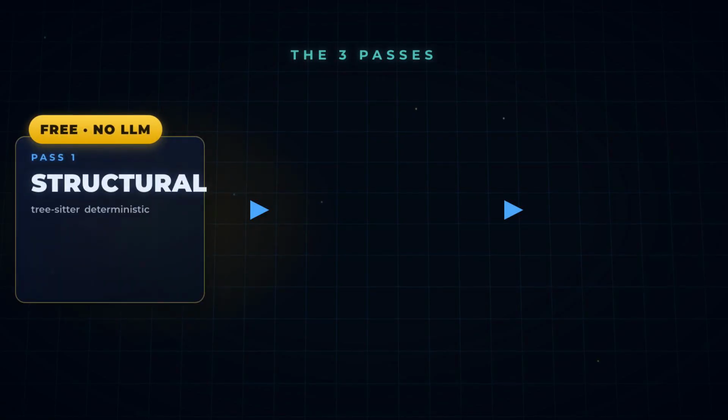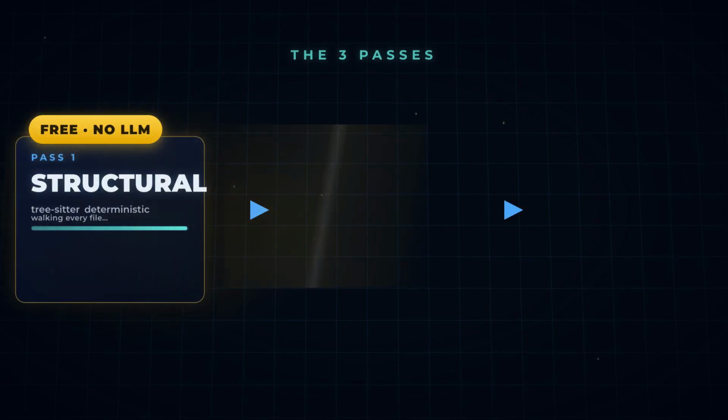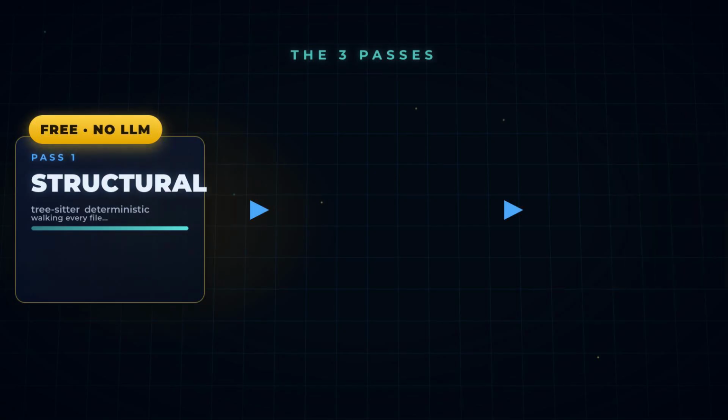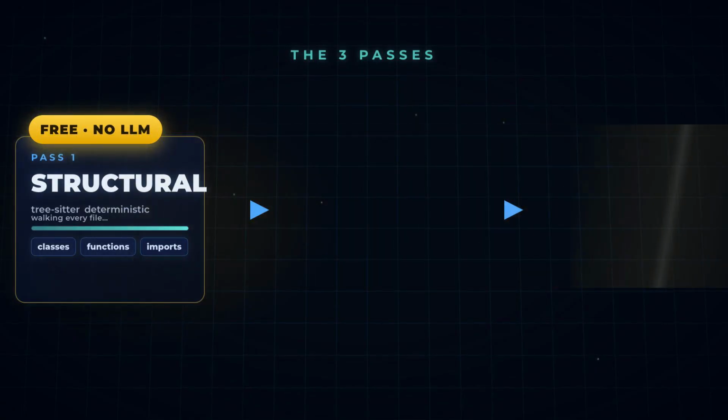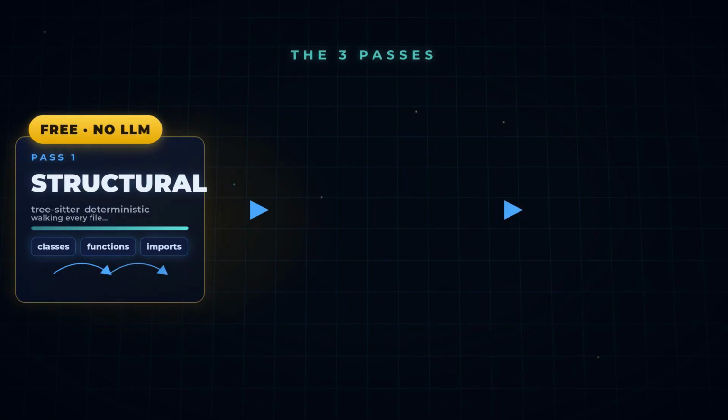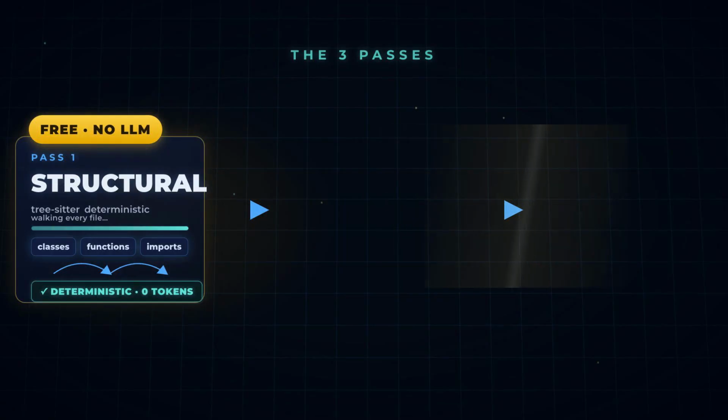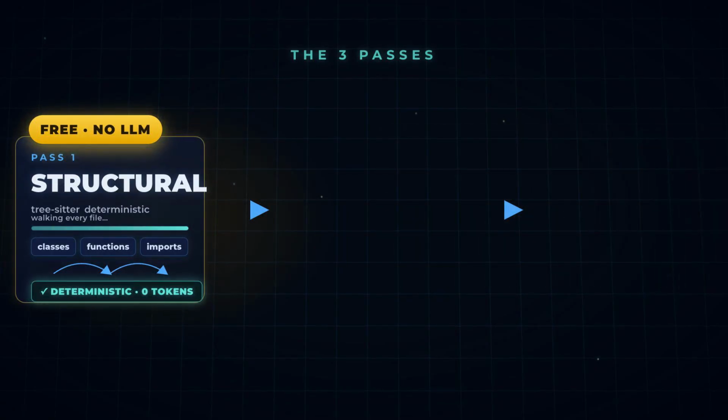Now, how does it actually build that map? It happens in 3 passes, and the first one is the part people underestimate. The first pass reads your code structure, and it is completely free. No AI involved at all. It uses something called a tree sitter parser to walk through every file and pull out your classes, your functions, your imports, who calls who. This is deterministic. It's not guessing. It's reading the code the way the code is actually written and writing down the connections that are literally there.